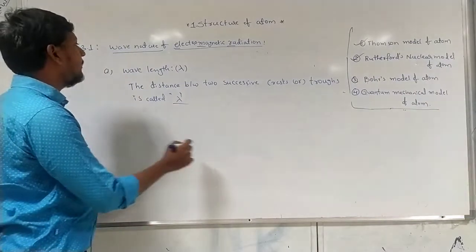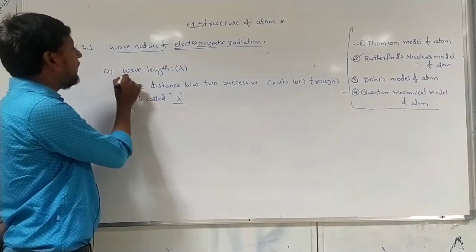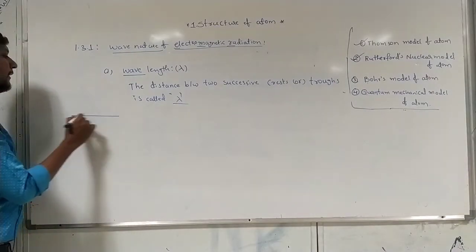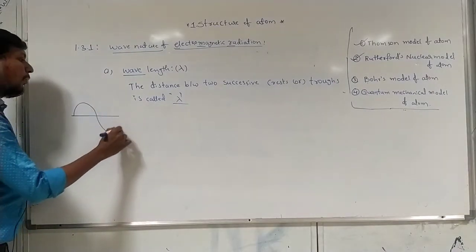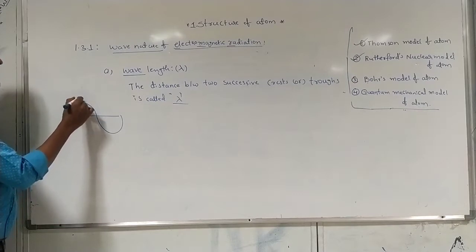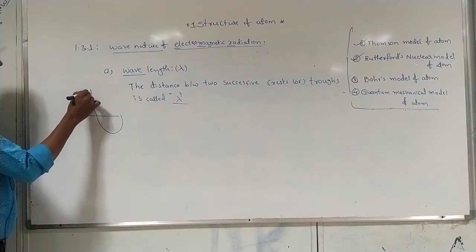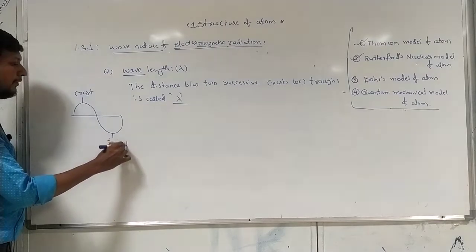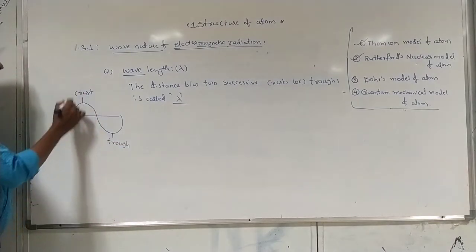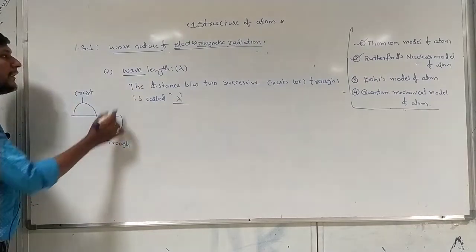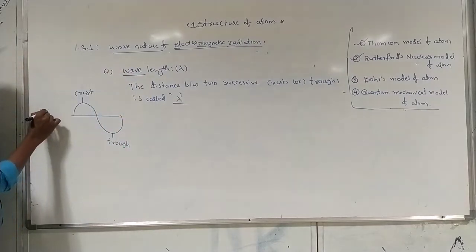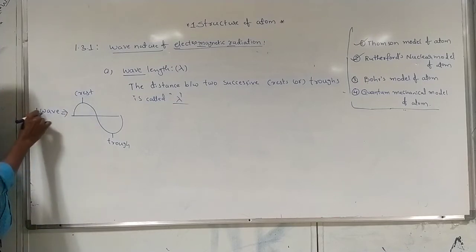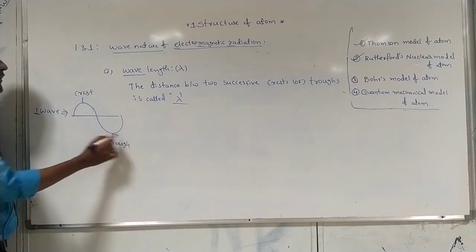First of all, which is known as a wave? Wave means one crest, this is the crest, and this is the trough. One crest plus one trough is nothing but a wave. This is one wave. One wave is equal to one crest plus one trough.